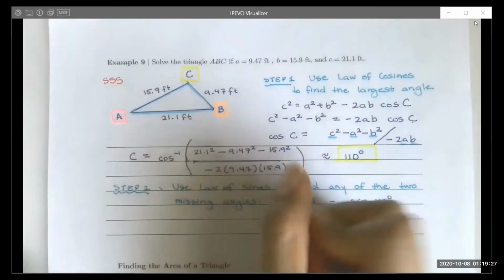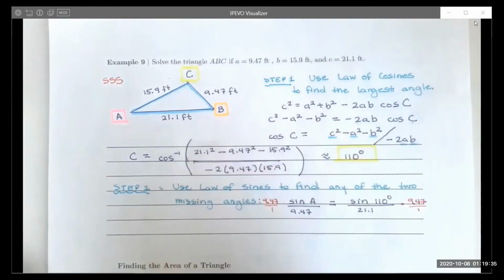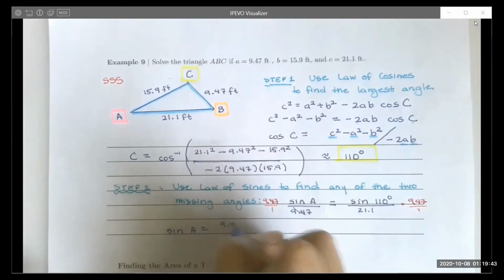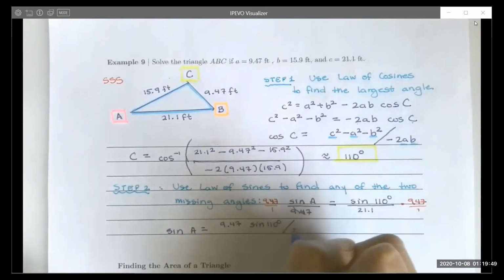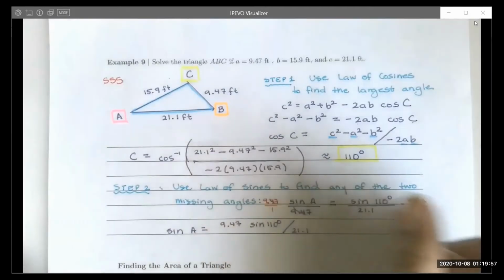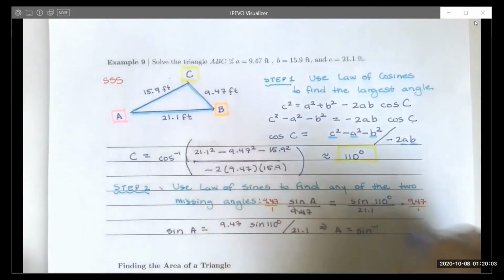So now multiply both sides by 9.47. These are going to cancel. Now we're going to have sine of A is equal to 9.47 times sine of 110 degrees divided by 21.1. Which means, again, if we want to find A, we're going to have to take sine inverse. So A is going to be sine inverse of this information here.